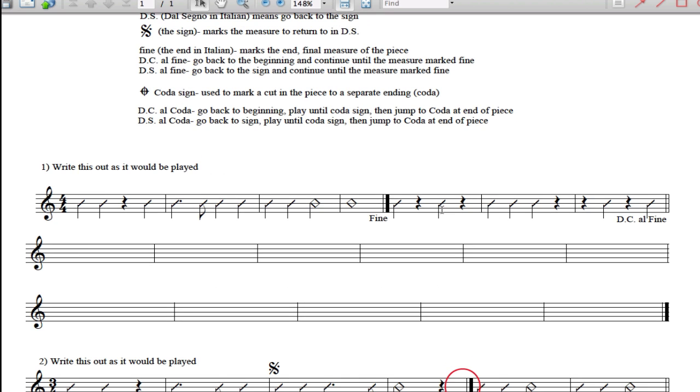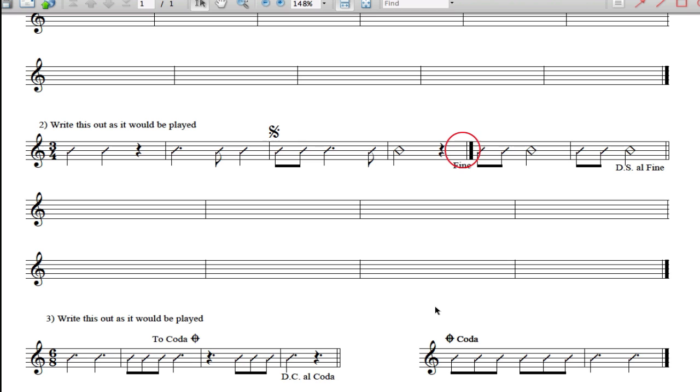You're being asked to rewrite this as if we didn't have the benefit of those symbols, and you'll see how this number of measures, I think 7 measures, gets turned into a lot more measures because we don't have the efficiency of those repeat indications.